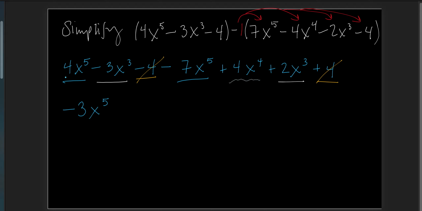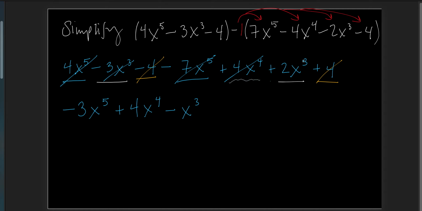So a good thing to do since you have a lot of terms is cross those out so you know you used them. Then going in descending order of exponents, we've got plus 4x to the fourth next. So I used that up. Now I have negative 3x to the third plus 2x to the third, so that's minus one of those. We don't really write the 1.